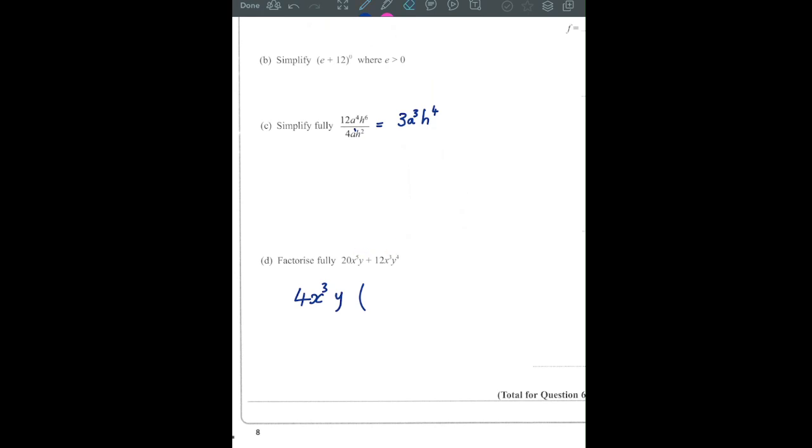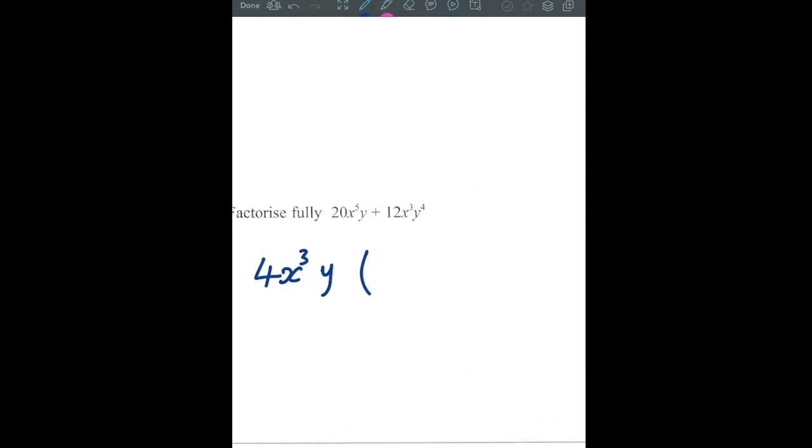So now I need to try and work out what's left behind. Again, for each term, I'm going to do each number and letter separately. The 20, we've factored out 4. That leaves behind 5. 5 times 4 makes the 20. If I had x to the 5 and I've lost x cubed, then there's x squared left. I had a y, I've lost a y, being on the outside of the bracket now. So the y's have all gone. First term, done. There's a plus in the middle, I'm going to keep that.